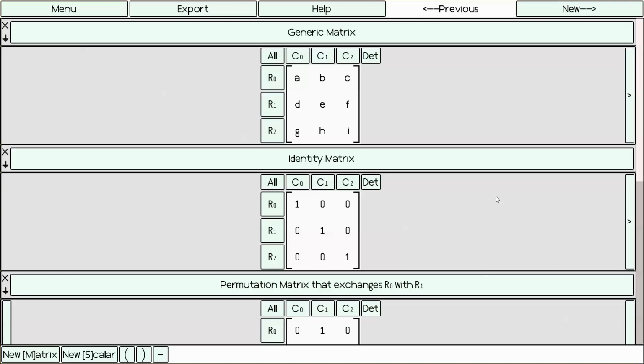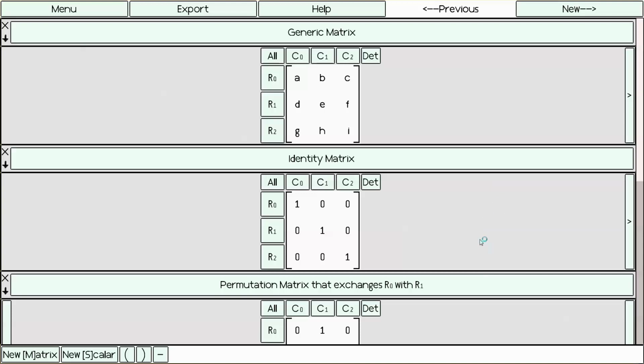Hi, my name is Bryce, and in this video we're going to be talking about common types of matrices encountered in a linear algebra course, at least up until the LDU factorization part of said course.